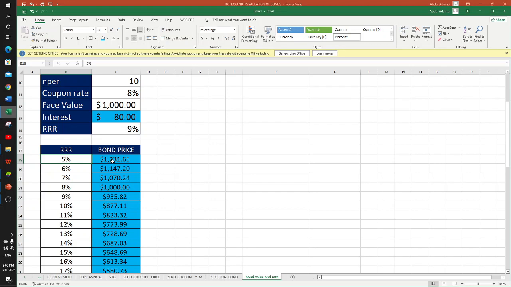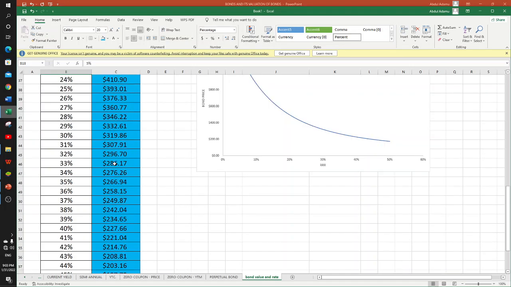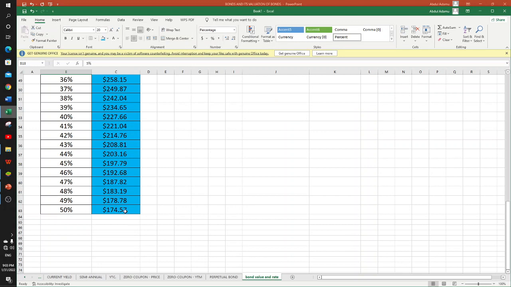So if you look, at 5% it is 1,231, at 50% it is 174.57.